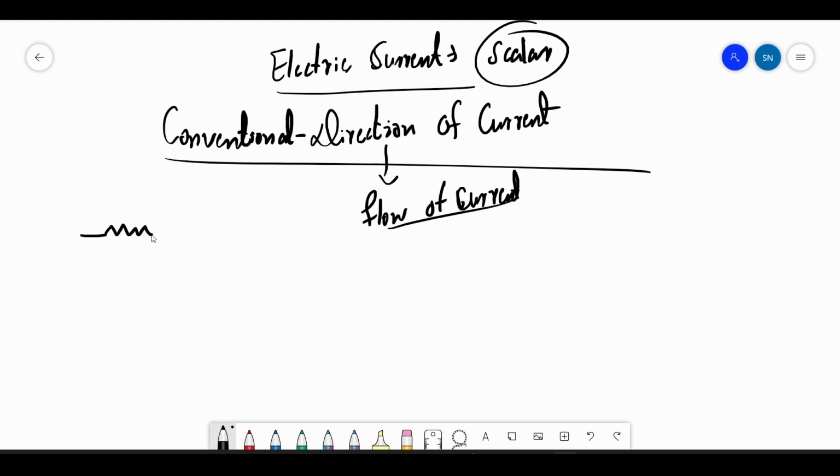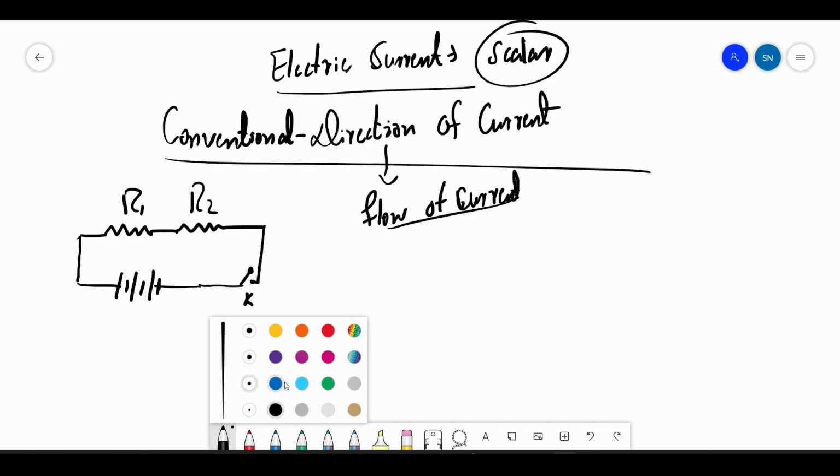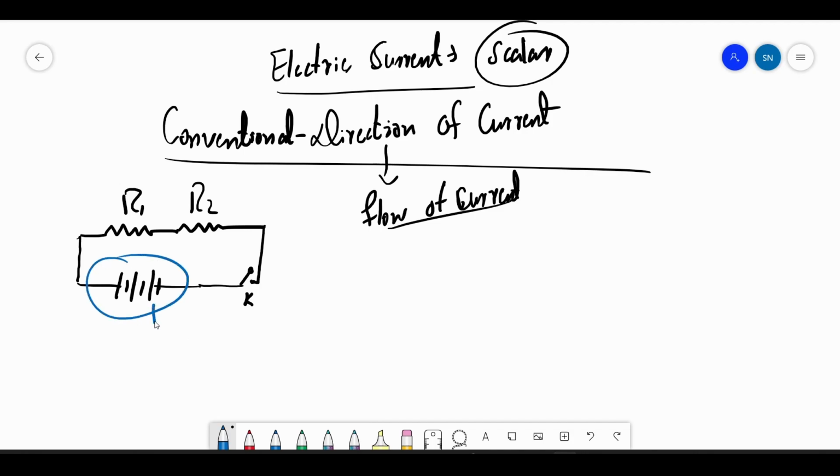See, these are resistors, right? This is R1, this is R2. Let's say I'm only connecting these two resistors and there's a battery connected to this circuit through this key K. So I press the switch, current will start to flow. What is this symbol? No, this is the symbol of a battery.